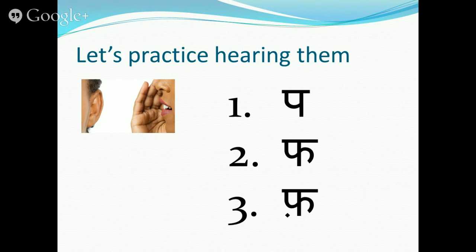That's number 1. Ba. That's number 1. Ba. That's number 1. Ba. That's number 1. Ba. That's number 1. Pa. That's number 2. So now let's go through them 1, 2, 3. Ba, number 1. Pa, number 2. Fa, number 3.